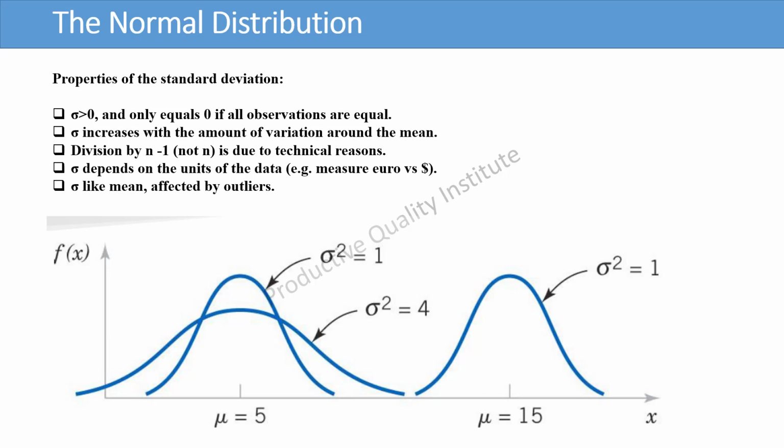Properties of the standard deviation: sigma is greater than 0, and only equals 0 if all observations are equal. Sigma increases with the amount of variation around the mean. Division by n-1, not n, is due to technical reasons. Sigma depends on the units of the data, for example, measuring in euro versus dollar sign. Sigma, like the mean, is affected by outliers.